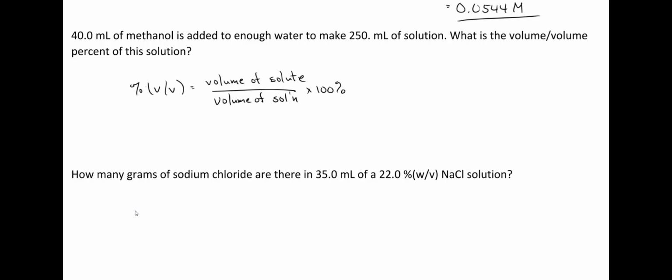So in looking at the problem here, we have to identify the solute. So the solute is the methanol. And so it's going to be our numerator. And then we want the volume of the total solution, and that is 250 milliliters. Finally, we multiply this by 100%. And in the calculator, this gives us a value of 16.0%. Notice we have to tack on that extra zero to keep 3 significant digits.